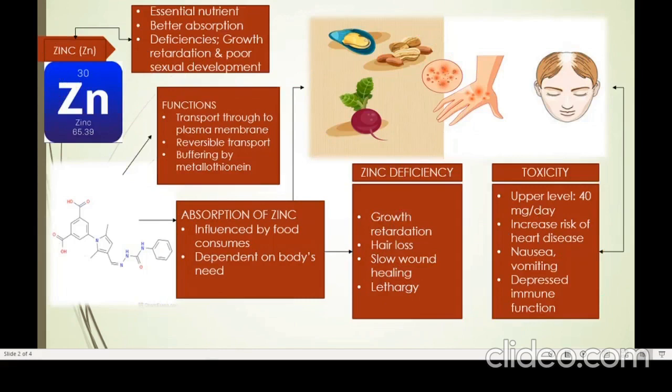Moving on to the next element, which is zinc, Zn. It is also another essential nutrient needed in the human body as it has better absorption. It can be transported through the plasma membrane by zinc transporters in a reversible transport and buffered by metallothionein. Aside from that, the absorption of zinc is influenced by food consumed and depends on our body needs.